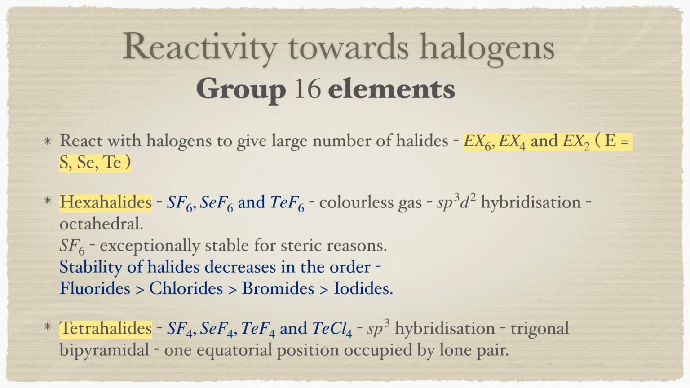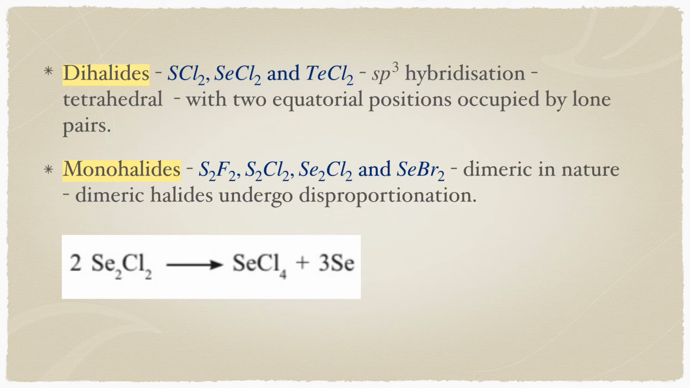Tetrahalides, the examples are SF4, SeF4, TeF4 and TeCl4, and they have sp3 hybridization. Their geometry is trigonal bipyramidal and one equatorial position is occupied by a lone pair. Next is dihalides. The examples are SCl2, SeCl2 and TeCl2. The hybridization here is sp3 and the geometry is tetrahedral with two positions occupied by lone pairs.